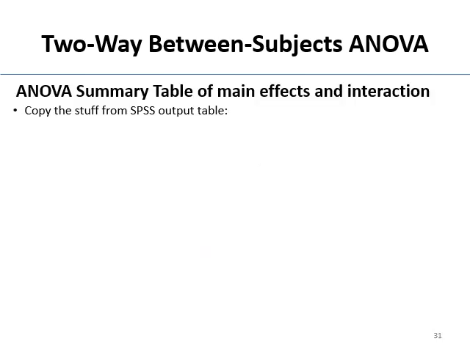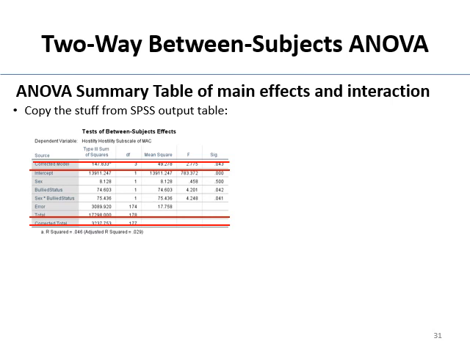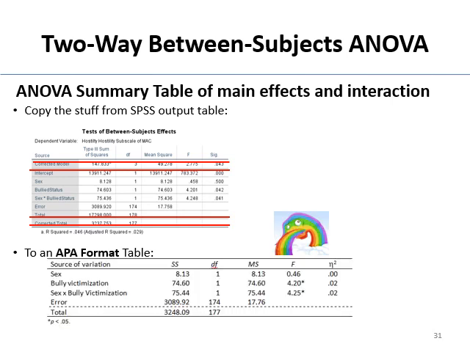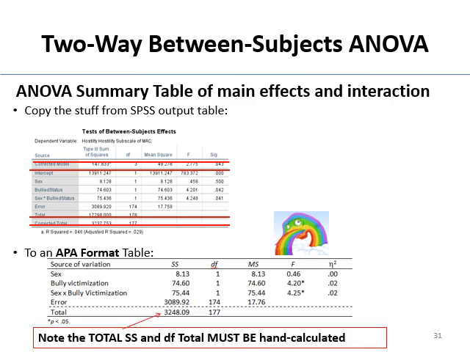So we do an ANOVA summary table. We copy all this stuff from the SPSS output. Make sure you note what you can cross out, like that one line, the intercept. To your APA format table, there's the sum of squares and df. Everything goes right in there. Eta squared. Make sure to star your F's that are statistically significant, and you add up that total row.